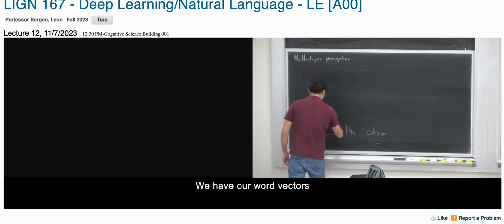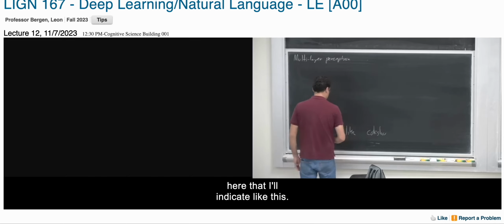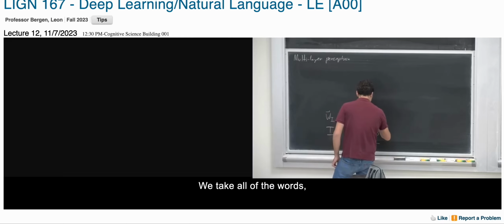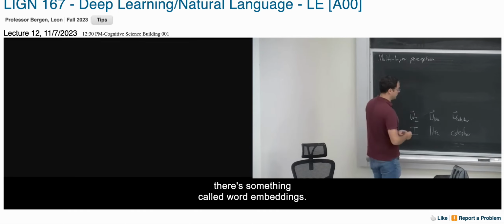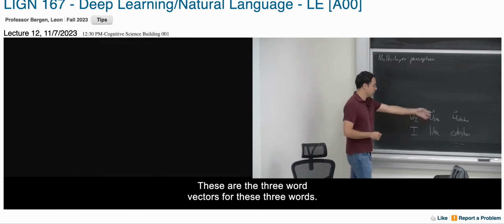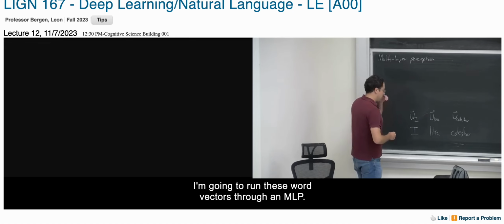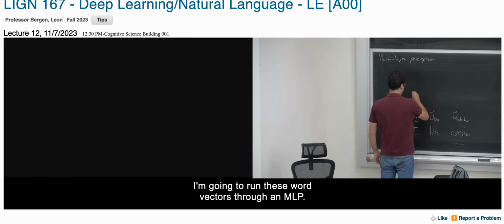So we have our word vectors here that I'll indicate like this. We saw last class that every word in the vocabulary gets mapped to a distinct word vector. There's something called word embeddings. So these are the three word vectors for these three words. I'm going to run these word vectors through an MLP.